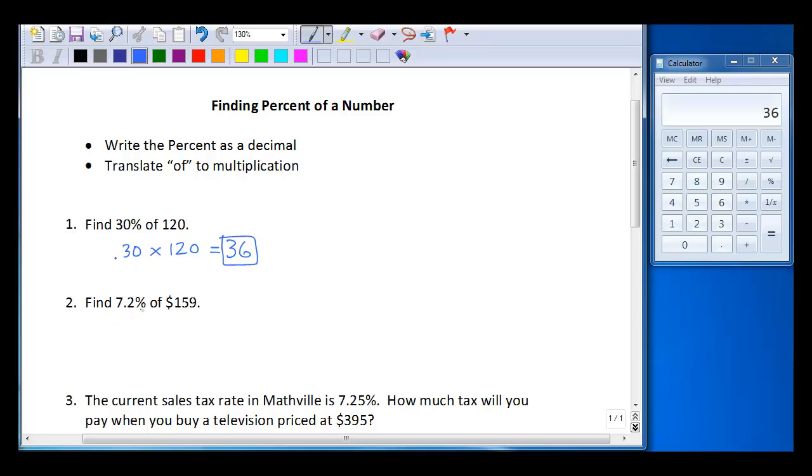Second problem, 7.2% of $159. If I take this decimal point and I slide it 2 places to the left, I get 0.072. Multiply by $159. If I put that into the calculator, 0.072 times $159, I get 11 and 448 thousandths. Now this is money. Typically money we would round to just 2 decimal places. So that's approximately $11.45.